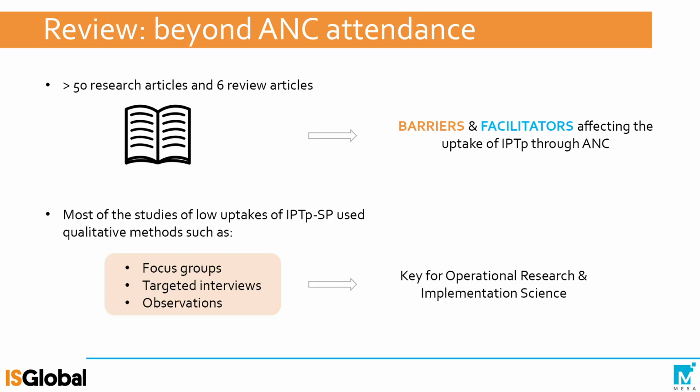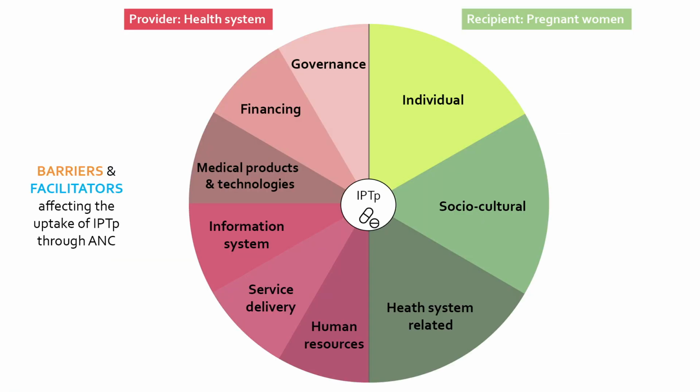I found that the methods used in most of these papers were focus groups, targeted interviews, and observations, so very qualitative methods that are key for operational and implementation research. After a lot of reading, I organized the barriers and facilitators that I found, a mix of the different methods, and I divided them in this type of wheel, which has on the left side in pink what I found from the perspective of the health system, and on the right side in green, from the perspective of the mother and the women.